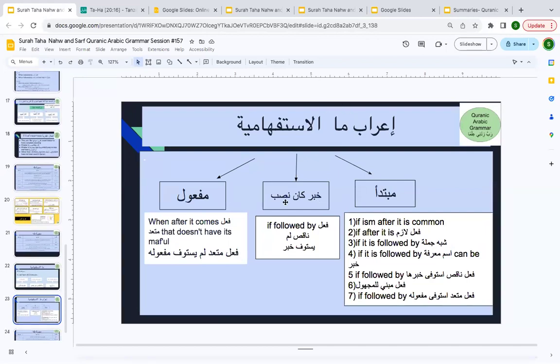It can be mubtada, it can be khabr kana nasab, it can be maful. And here in the slides you do have it. If it is followed by an ism that is marfu, you call it mubtada. But if it is followed by an ism marfu, it can be khabar as well. It can be either mubtada or khabar, so both ways are allowed. Most grammarians agree on this, that it can be either labeled as mubtada or it can also be called khabar muqaddam. If this is clear to you, type 1.